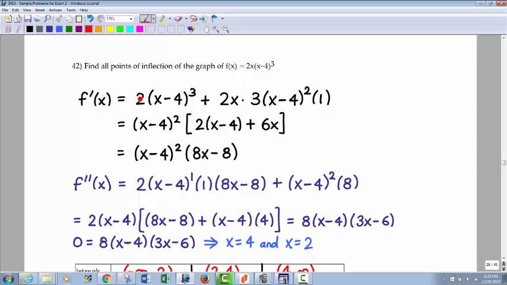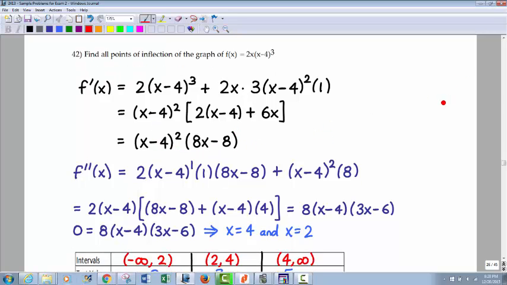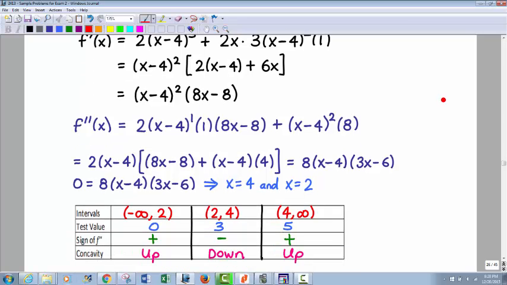Product rule, derivative of 2x is 2, and then here you bring the 3 down, change that to 2, derivative inside 1. And I factored out an x minus 4 squared from these two. So it left a 2 times x minus 4 to the first to make it third, and then plus 6x. And then, so there's my x minus 4 squared. And then I simplify the inside part, 8x minus 8.